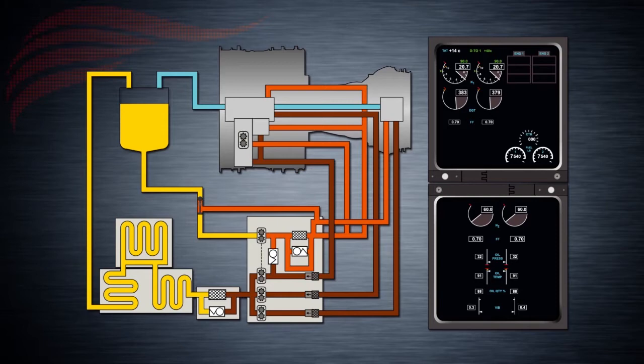Similarly to the fuel filtering system, oil also passes through a filter which may end up clogging with contamination. When this occurs, oil bypasses the filter and the oil filter bypass alert appears in the upper display unit.